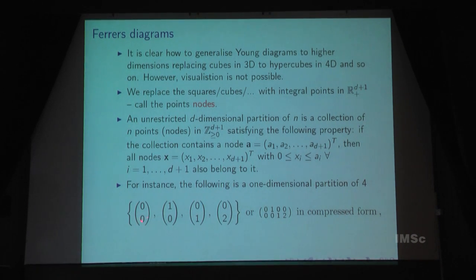And again, drawing all these things is a pain. So usually I just write it in compressed form, you can just write it like this. Remember that the columns give you the number of nodes. Every column is the coordinates of a node.